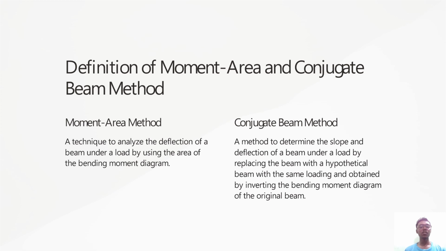The definition of the moment area and the conjugate beam: the moment area method is a technique to analyze the deflection of a beam under a load by using the area of the bending moment diagram. And the conjugate beam is a method to determine the slope and the deflection of a beam under a load by replacing the beam with a hypothetical beam with the same loading, obtained by inverting the bending moment diagram of the original beam.